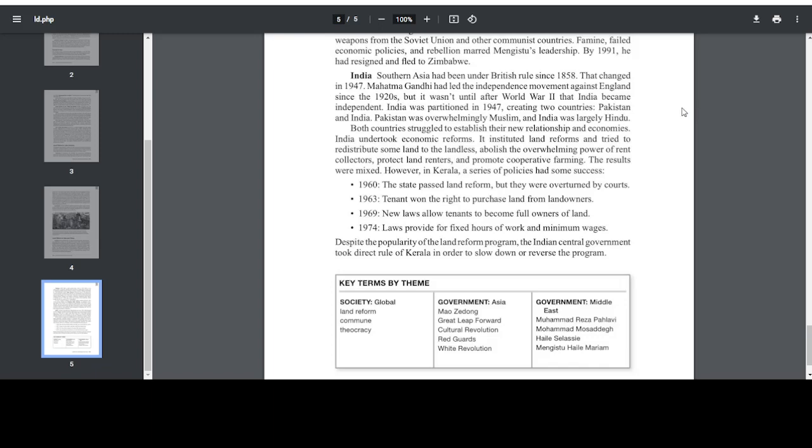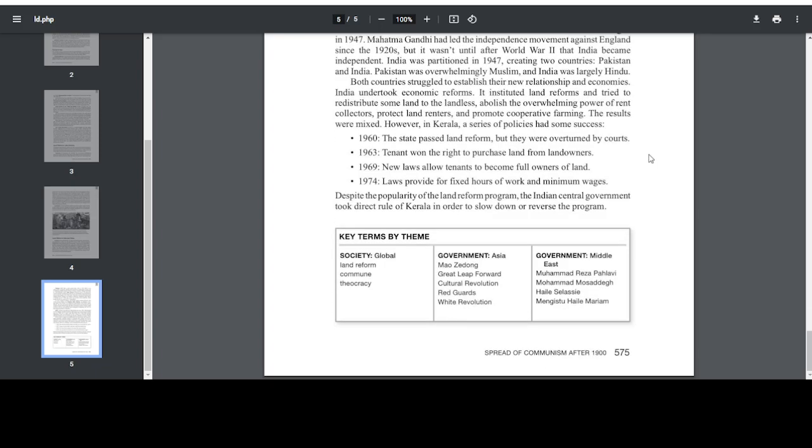India undertook economic reforms. It instituted land reforms and tried to redistribute some land to the landless, abolish the overwhelming power of rent collectors, protect land renters, and promote cooperative farming. The results were mixed. However, in Kerala, a series of policies had some success.